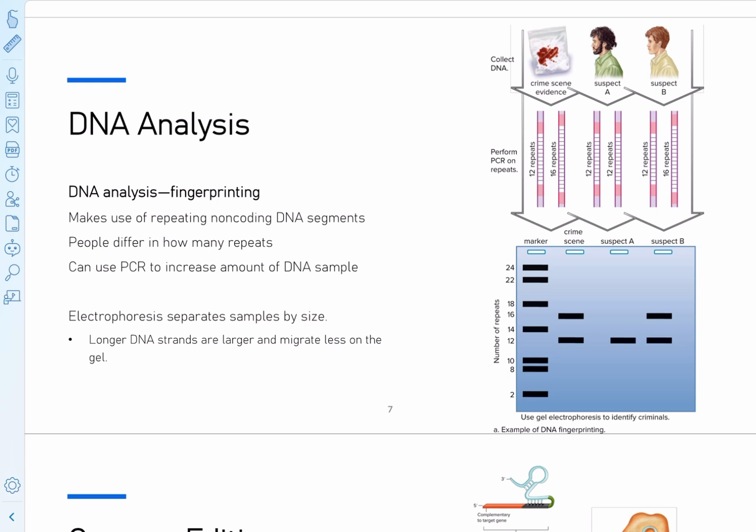So, biotechnology and genomics are changing the game in several fields, from medicine to forensics. And tools like genetic engineering, recombinant DNA, PCR, and DNA analysis really make it possible to manipulate and study DNA in ways that were once impossible.